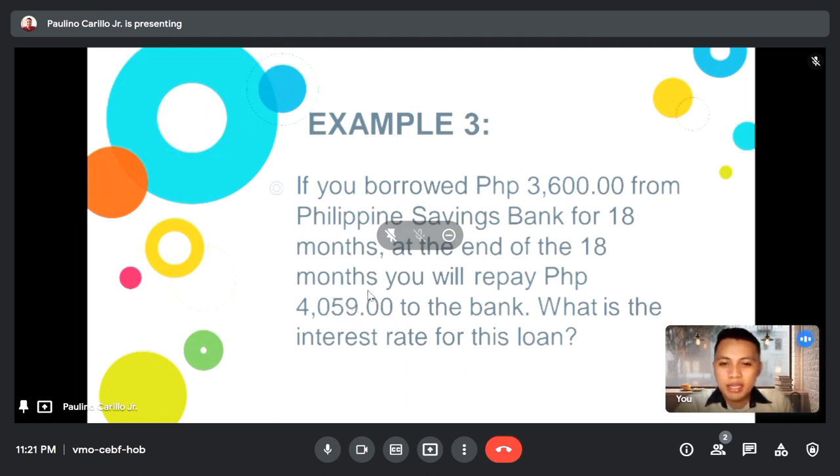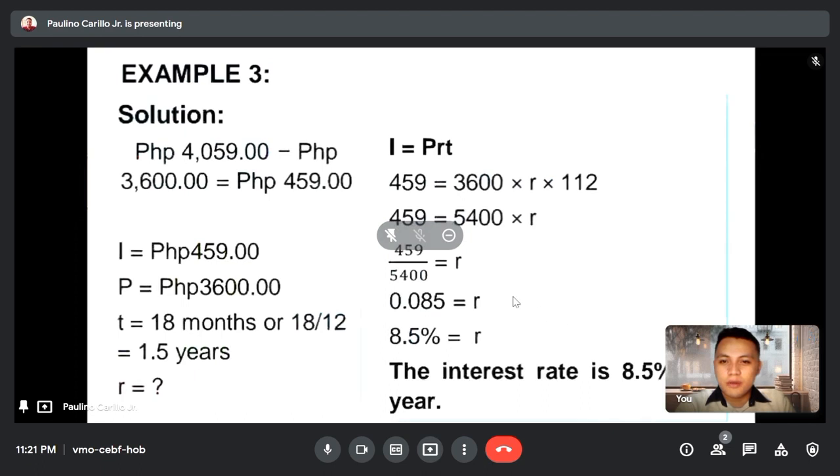And what do we call this one? It is the added value of principal and the interest. So how are we going to solve that? First, we need to subtract 3,600 pesos from 4,059 pesos to get our interest value, which is 459. So we have here I is 459 and P is equal to 3,600 pesos.